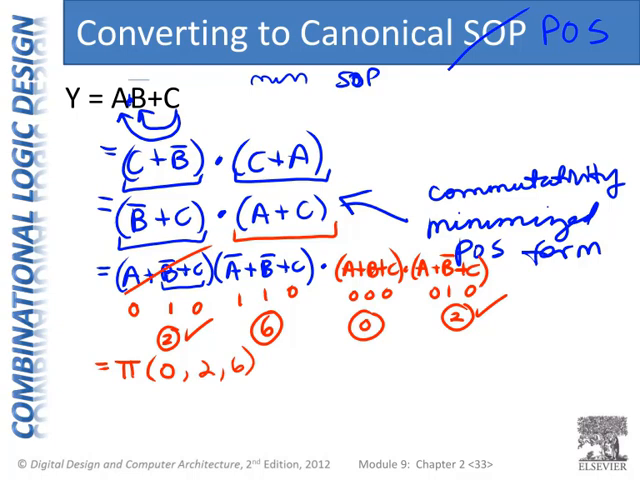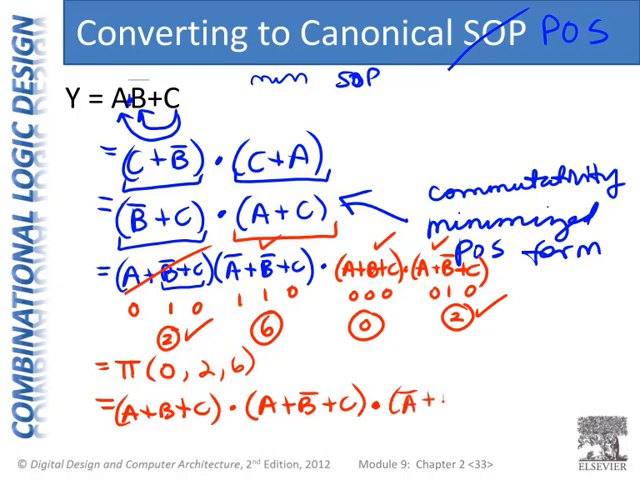And we can double check that with our truth table. We'll do that in a second. But let's go ahead and write out the longhand form of this. So max term 0 is going to be our A or B or C max term, ANDed with max term 2, A or B bar or C, ANDed with max term 6, A bar or B bar or C.